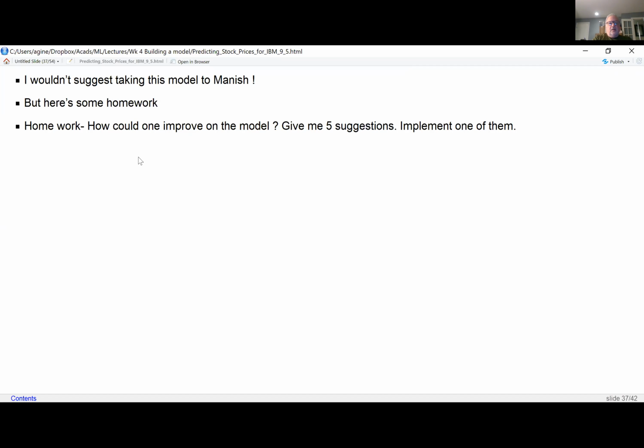So I did want to give a little homework. It's not hard and it's very open-ended. We saw this model was okay and not great. So my question is, how could you improve this model? If you could come up with 5 ideas, maybe we want to go back 10 days. Maybe we want to not use logarithms. So come up with 5 suggestions and see if you can implement one. They should send me the code.